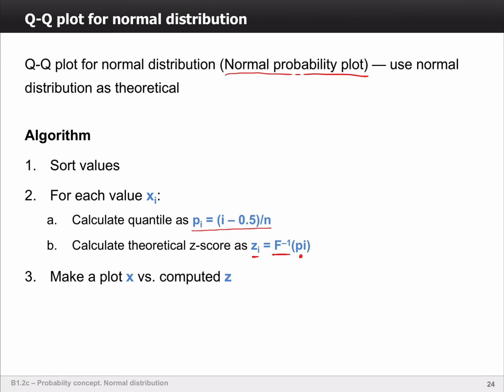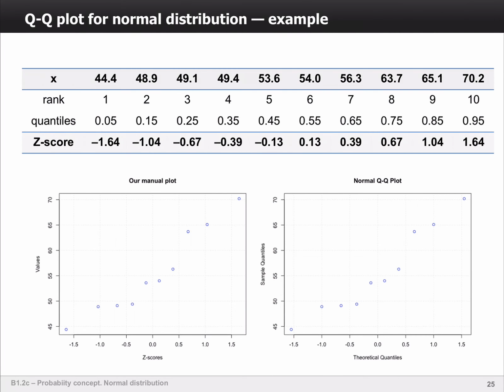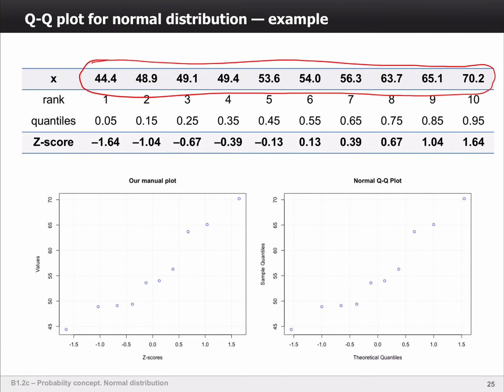And then we make a plot, real values versus these theoretical z-scores. This plot has the same meaning as I've shown before. If the values indeed follow the theoretical distribution, the normal distribution, they should lie very close to a straight line. Let me show you an example. So let's take these values. This is the sample. We have 10 values, so the sample size is 10. And these are real values.